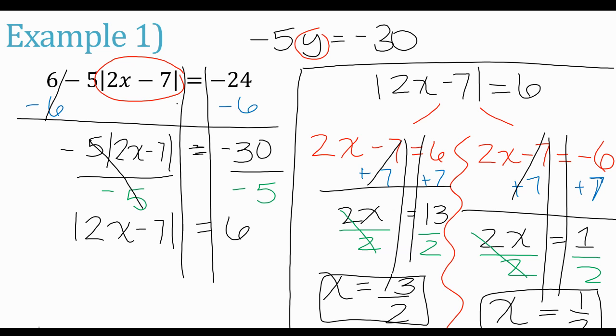We isolated our absolute value bars by first moving the constant. We subtracted it on both sides, and then dividing the coefficient. I'm going to treat that just like a coefficient to isolate those absolute value bars. Then from there, we created our two equations where we took our expression out of the absolute value bars, set it equal to a positive, out of the absolute value bars, set it equal to a negative, and then just solved that two-step equation. All right, let's take a look at one more example.